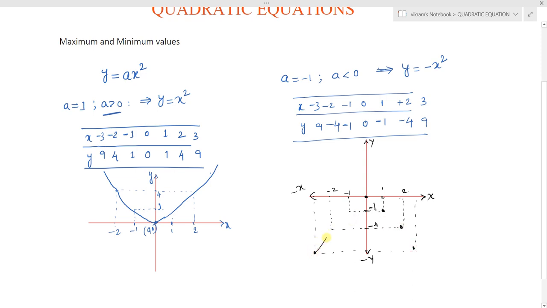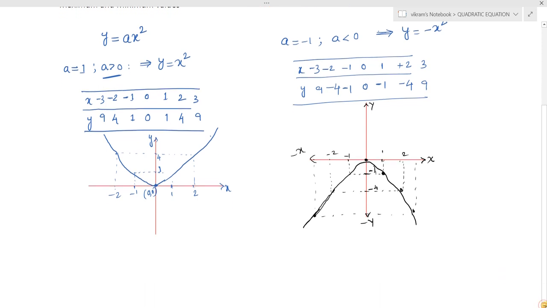If we join all these points, we obtain a curve in this manner, which is generally the curve of a parabola, with the mouth showing downwards. Now we are able to identify y equals x square and y equals minus x square.